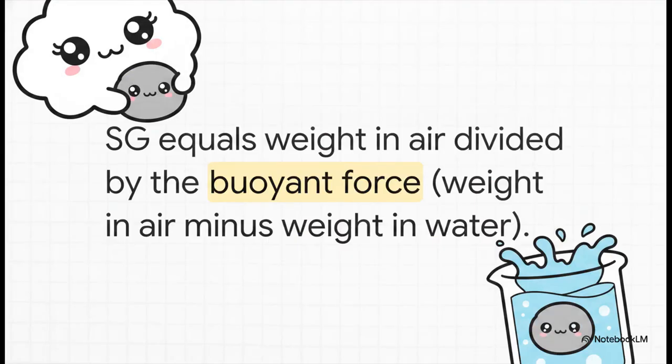And that leads us perfectly to our base formula. Specific gravity equals the weight in air divided by the weight in air minus the weight in water. That denominator right there, the weight in air minus the weight in water, is literally the buoyant force described by Archimedes' principle. It's the physical manifestation of that displaced water we were just talking about.